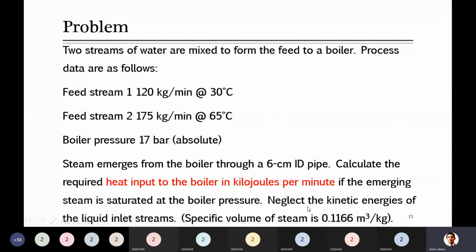So neglect the kinetic energies of the liquid inlet streams. You have to neglect the kinetic energies of inlet streams, but at outlet he didn't mention anything, so it means we have to consider the outlet stream. So specific volume of steam is 0.1166 cubic meter per kg at the given condition of 17 bar.